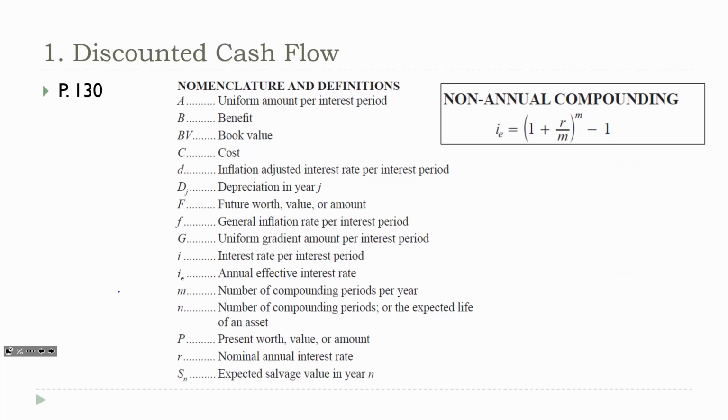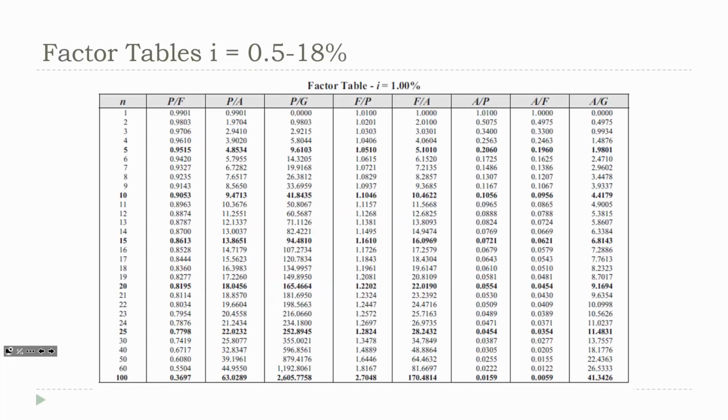They also give you these definitions, the nomenclature and definitions related to the cash flows on page 130. And then the one equation they give you is this non-annual compounding. This is for calculating I sub E, which is the annual effective interest rate, which we'll go through an example of here in a minute. So the tables, again, each column corresponds to what you're trying to do. Is it a P that you're converting to an F, or vice versa?